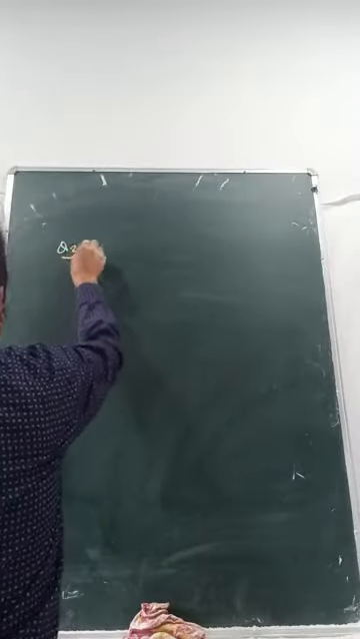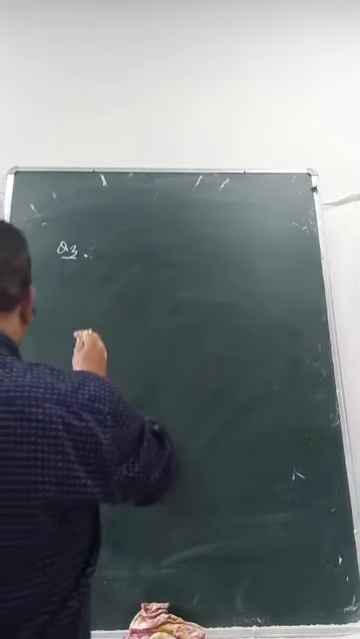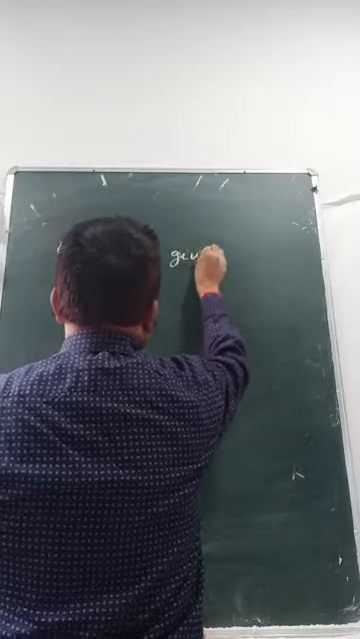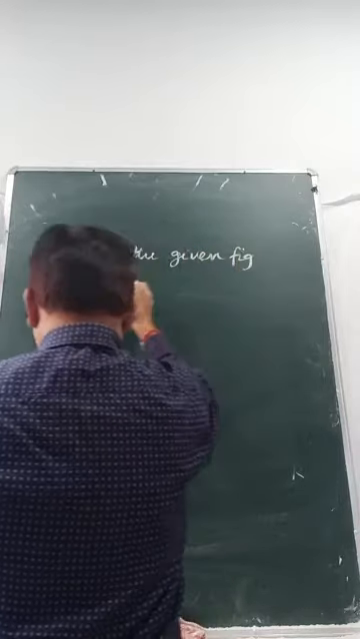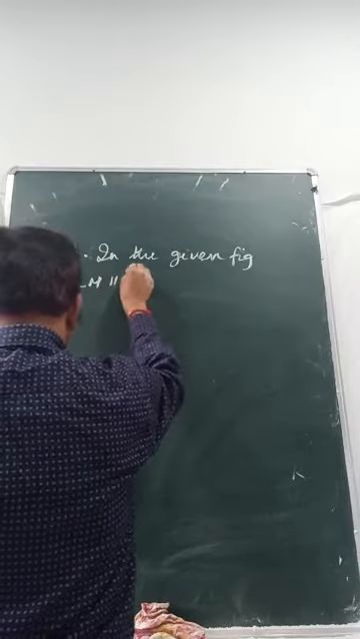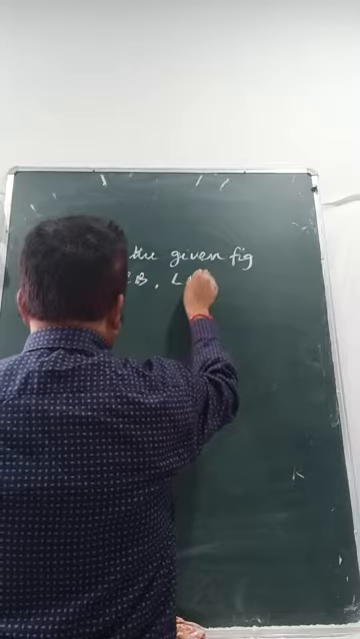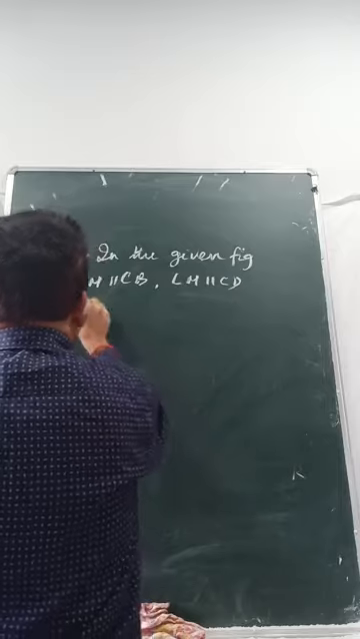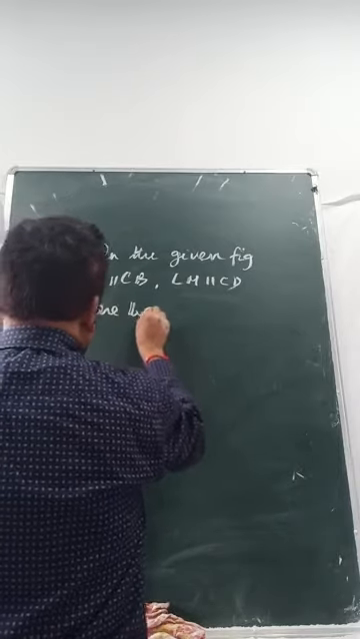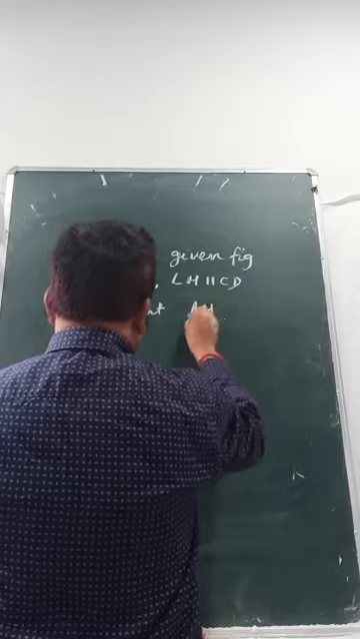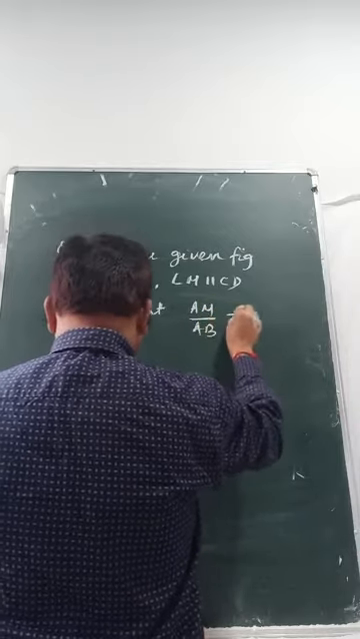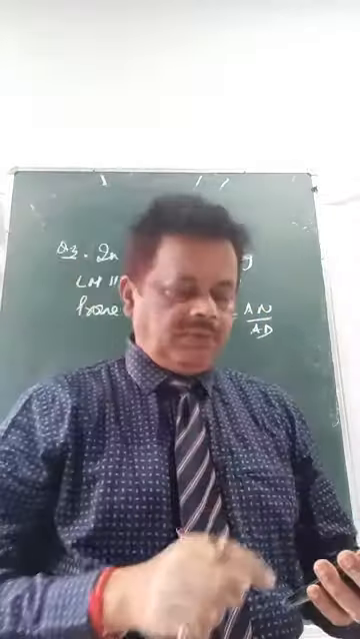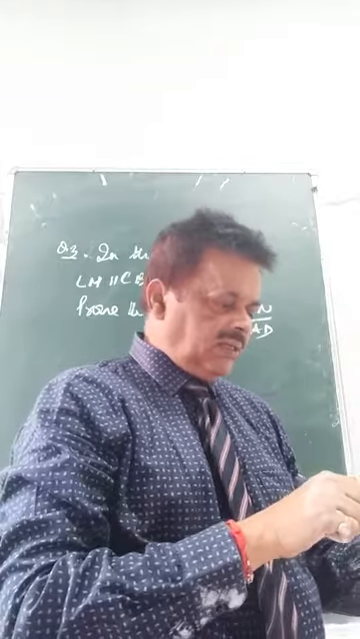Question number 3. In the given figure, LM is parallel to CB, LN is parallel to CD. Prove that AM by AB equals AN by AD. This is what you have to prove. So the figure is given to us. Look at what is the shape of the figure.